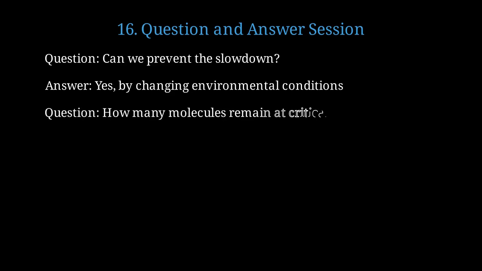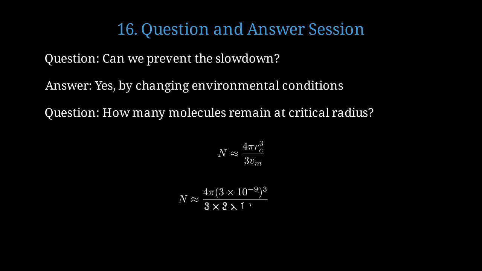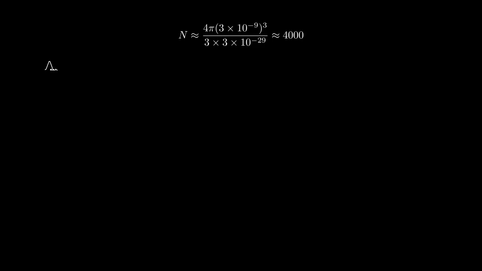How many molecules remain in a droplet at the critical radius? Number of molecules equals 4π r_c cubed divided by 3 times molecular volume. For a 3 nanometer droplet, this gives approximately 4,000 molecules. Typically between 1,000 and 10,000 molecules remain in the final stable droplet.